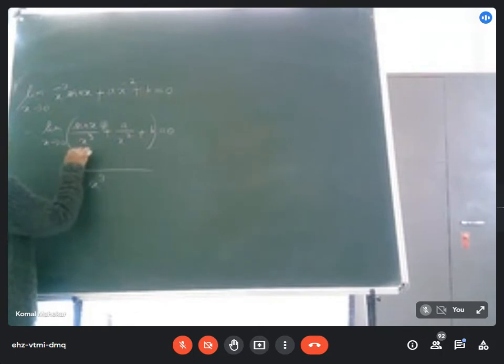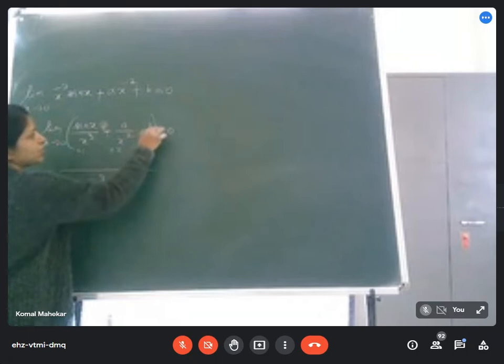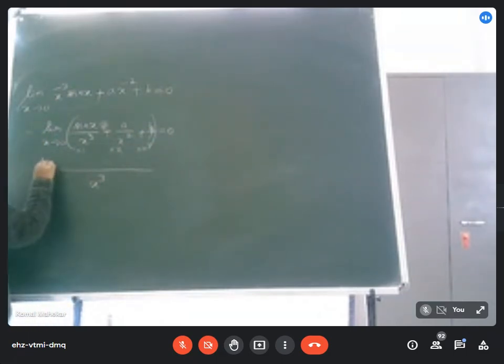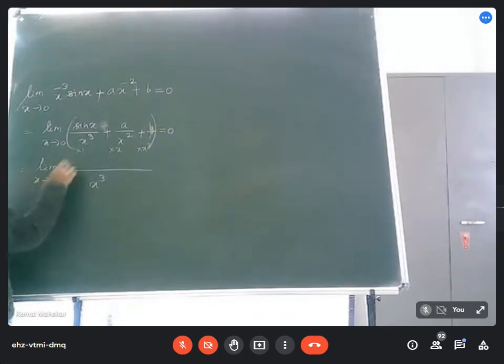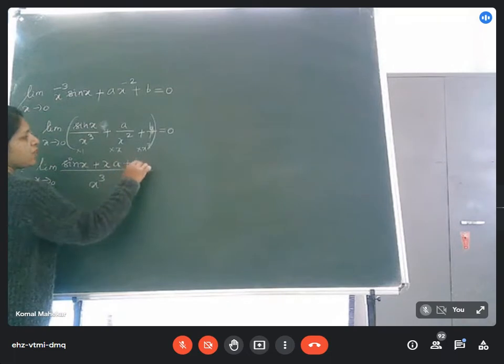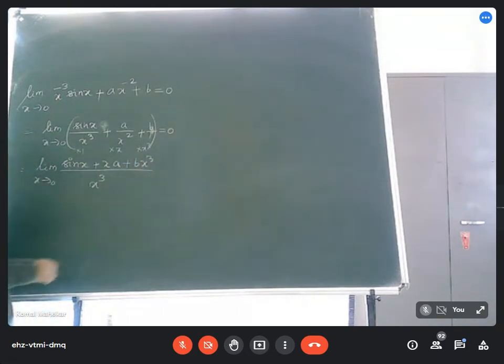See here, we will multiply this term by 1, here by x, and for b, it is b by 1, that is x raised to 3. So if you take LCM as x raised to 3, this function can be written as limit x tends to 0, multiply sin x by 1, so it is sin x only, plus x into ax plus b into x raised to 3. Okay. So as a math, this is the function sin x plus ax plus bx cube divided by x raised to 3.